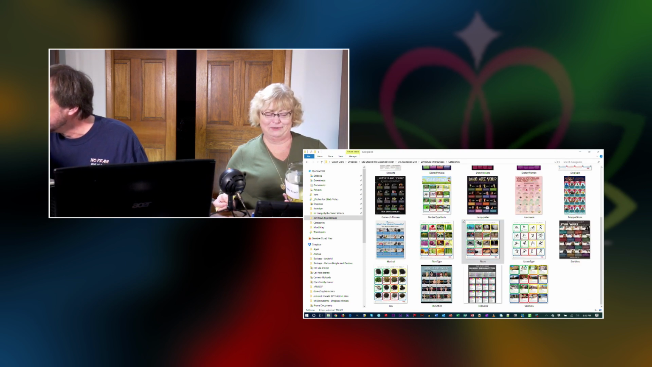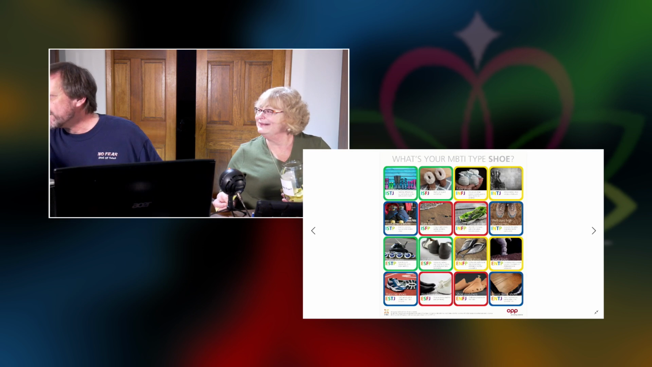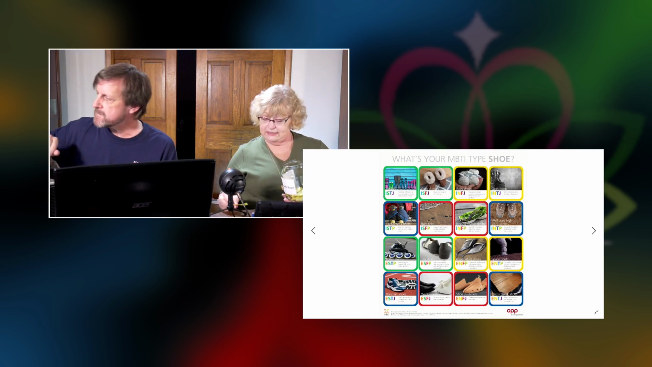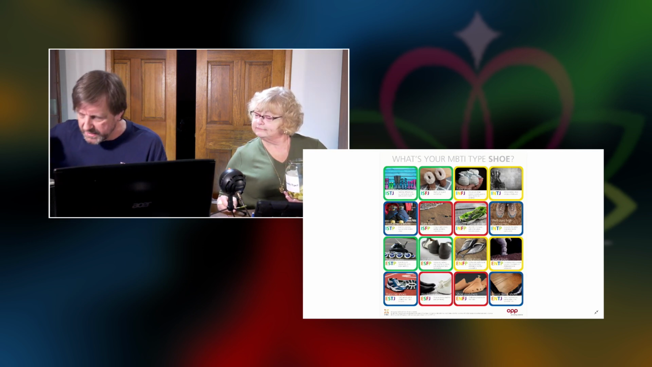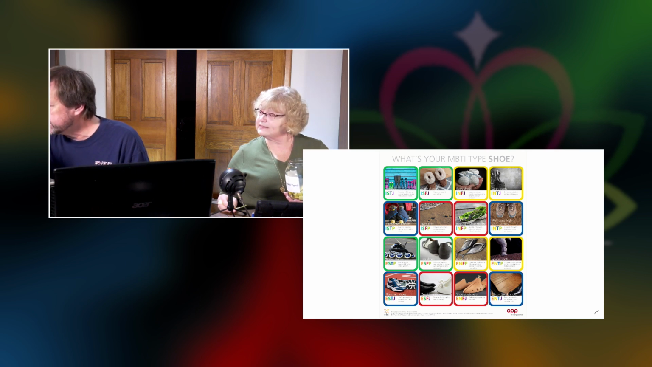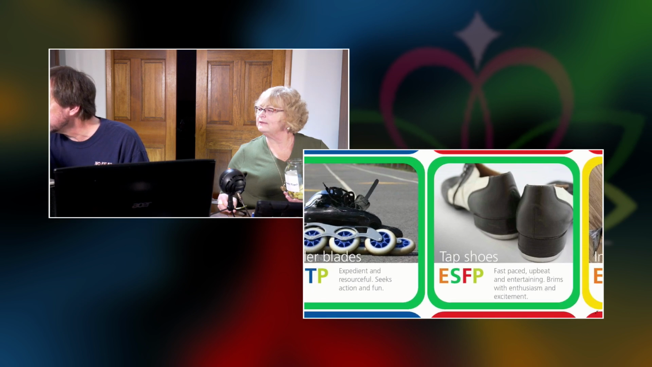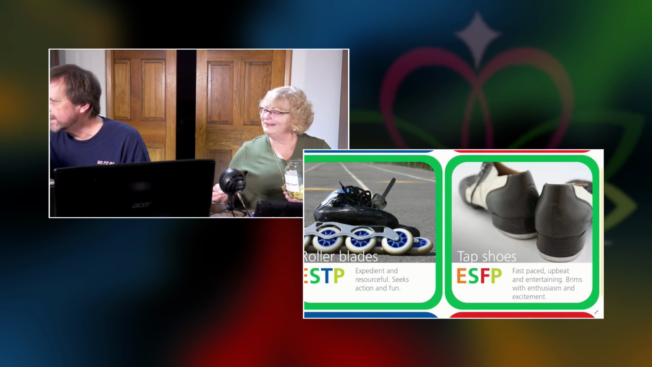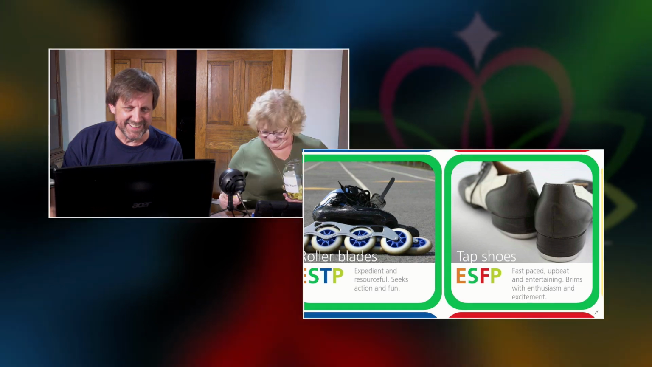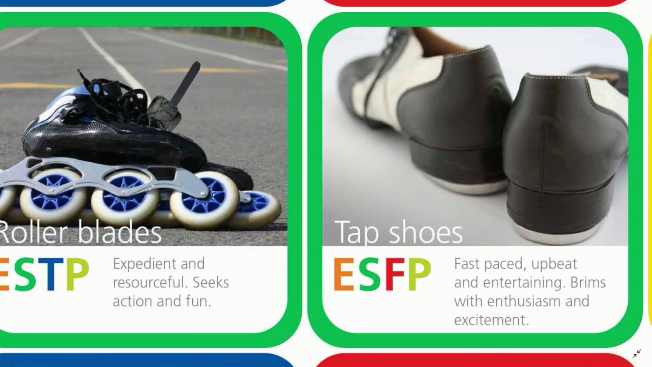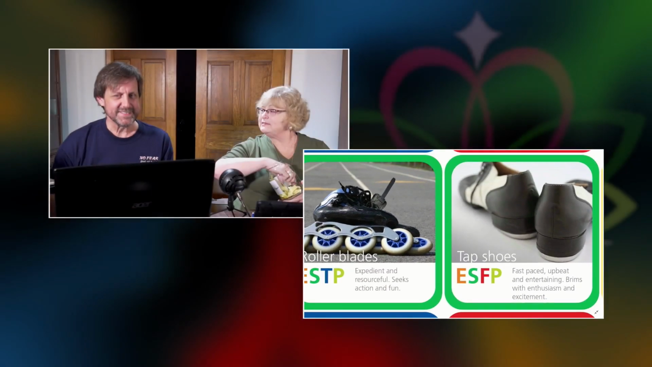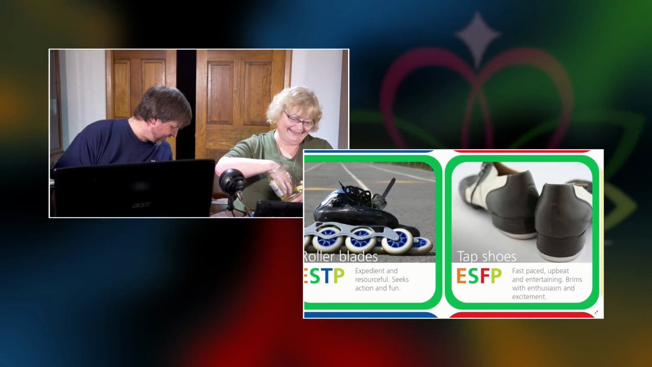I have no idea. Okay. She is an ESFP. And here it is right here. Oh, you know that. She's tap shoes. And Al would be tap shoes too. Fast paced, upbeat and entertaining, brims with enthusiasm and excitement. That really does describe that crazy dog. Tap shoes. We should have called her Tap Shoes.